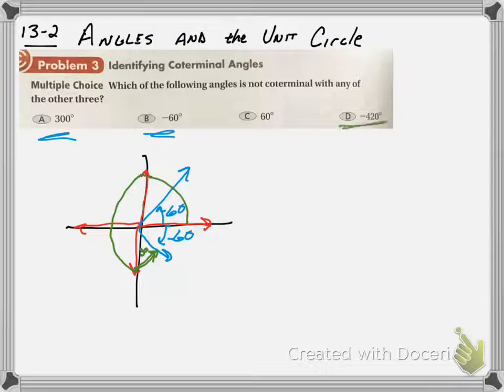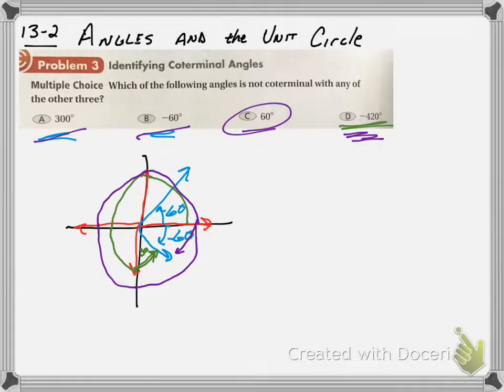Well, let's look at negative 420 degrees. So again, you're starting here, you're going around. That's 90, that's 180, that's 270, there's 360. Well, what's another 60 degrees? Well, 360 plus 60 is 420. So this one, and this one are all coterminal. Your answer here is C.